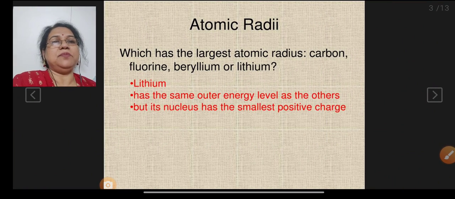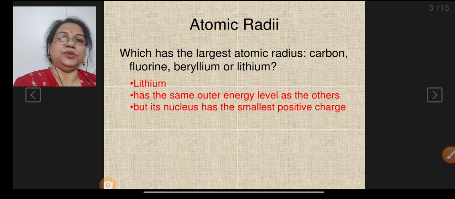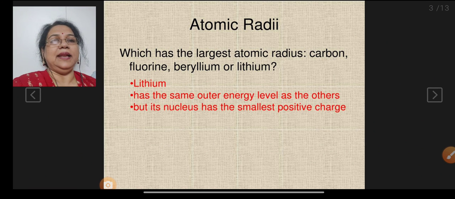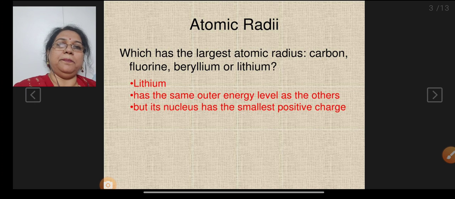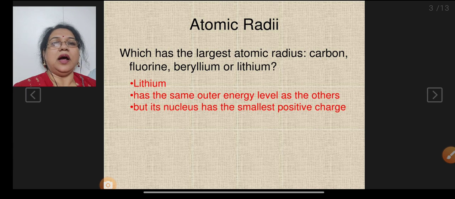Atomic radii: here a question is given, and the answer also. Which has the largest atomic radius: carbon, fluorine, beryllium or lithium? The answer given is lithium, because it has the same outer energy level as the others, but its nucleus has the smallest positive charge.